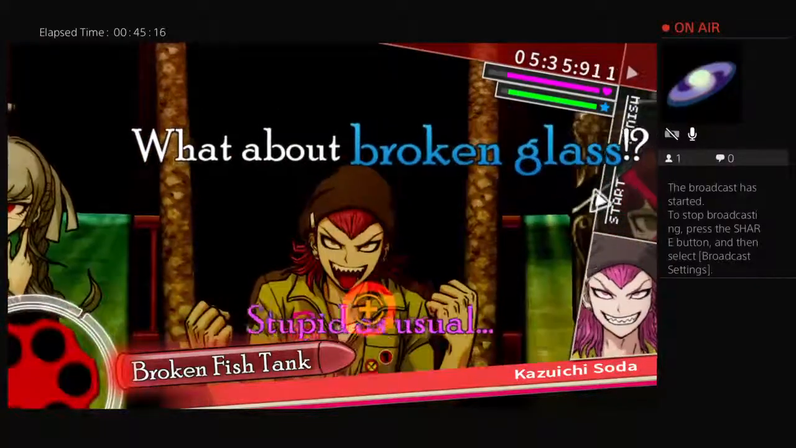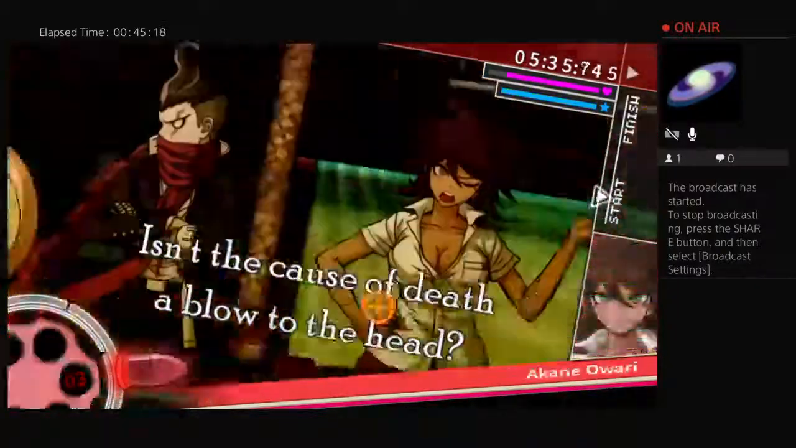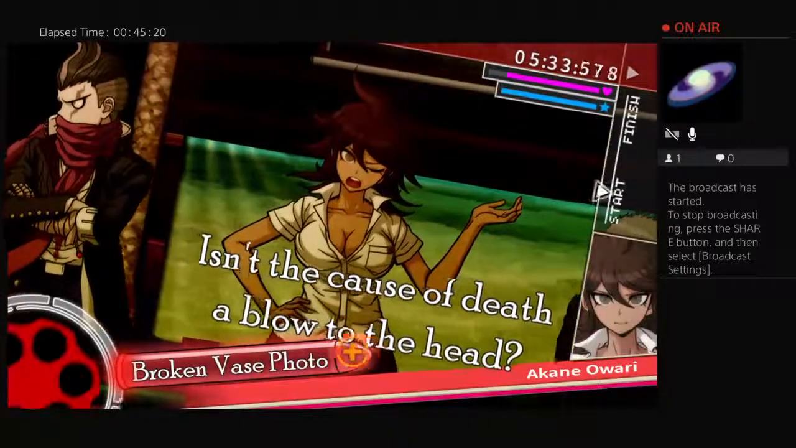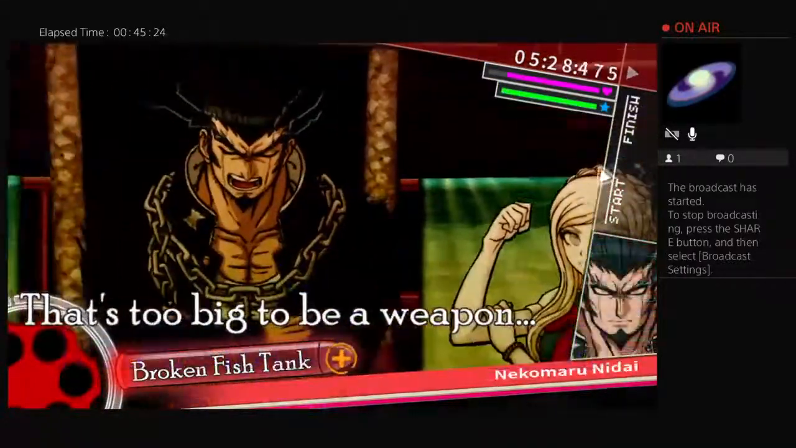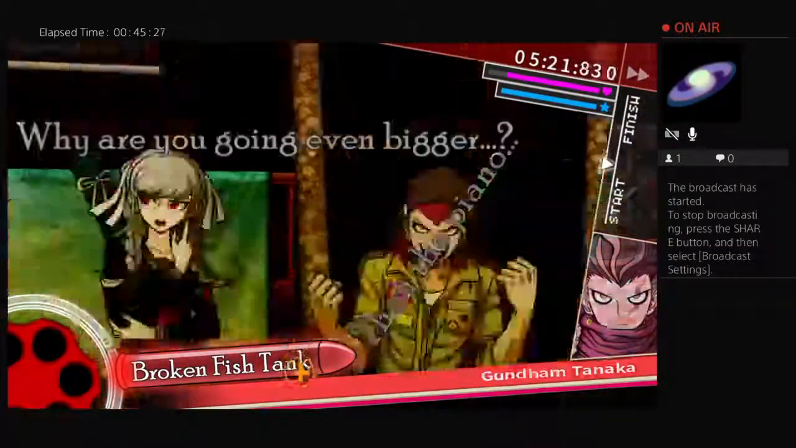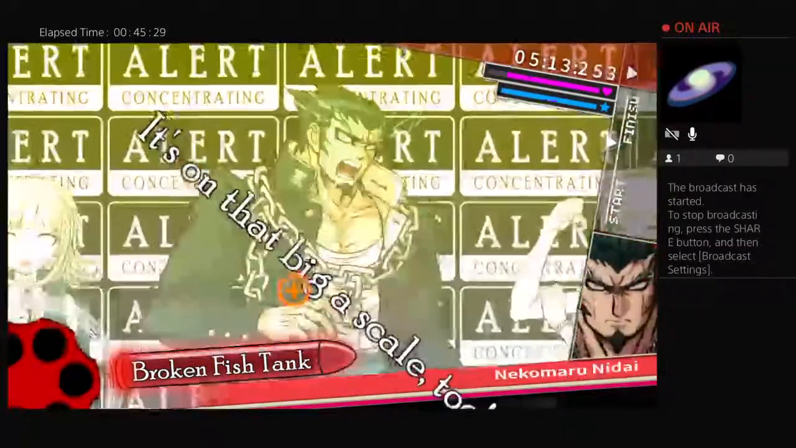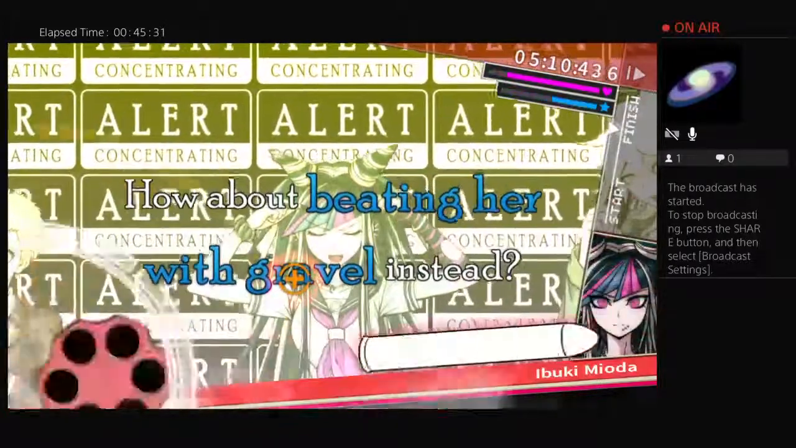What about broken glass? Isn't the cause of death a blow to the head? Think you talked her with the fish tank. That's too big to be a weapon. Then the piano. Why are you going even bigger? It's on that big a scale. How about beating her with gravel instead?